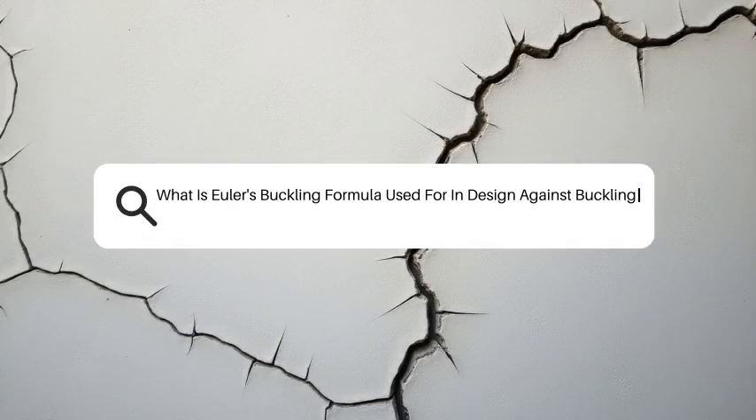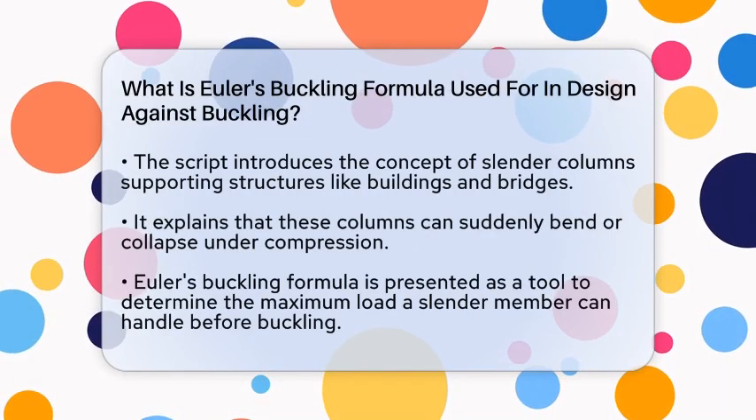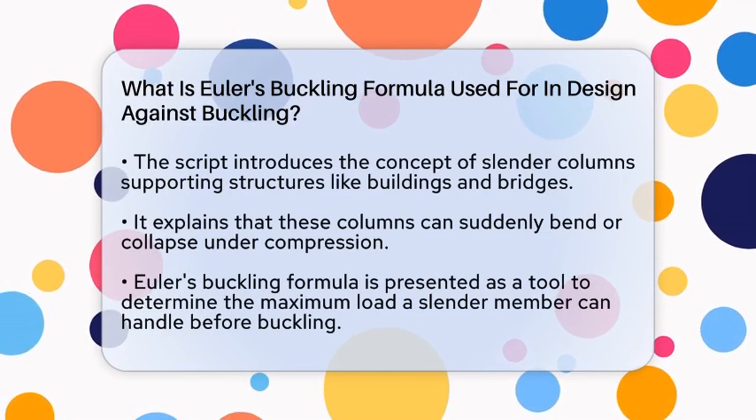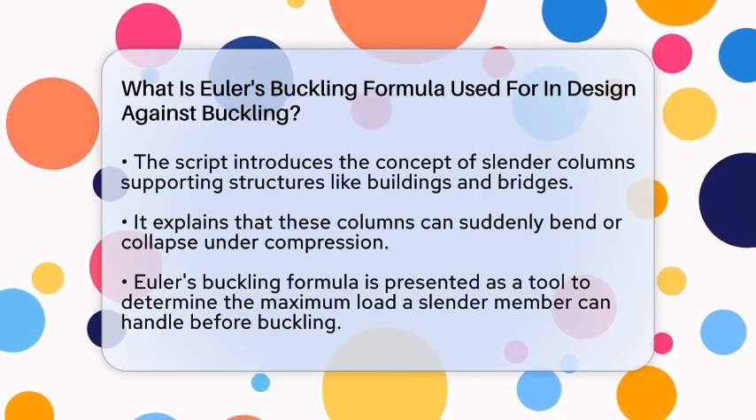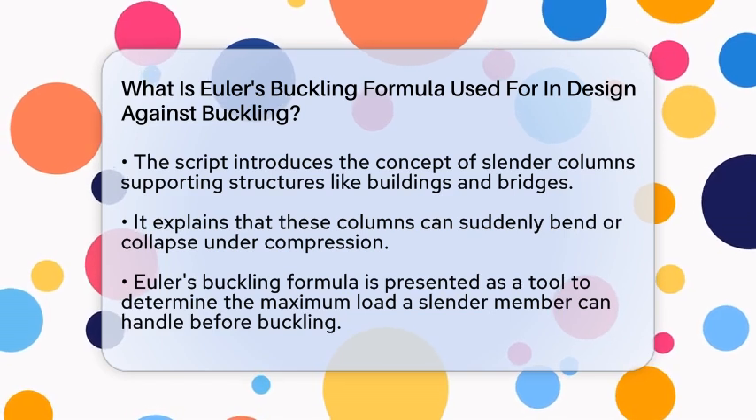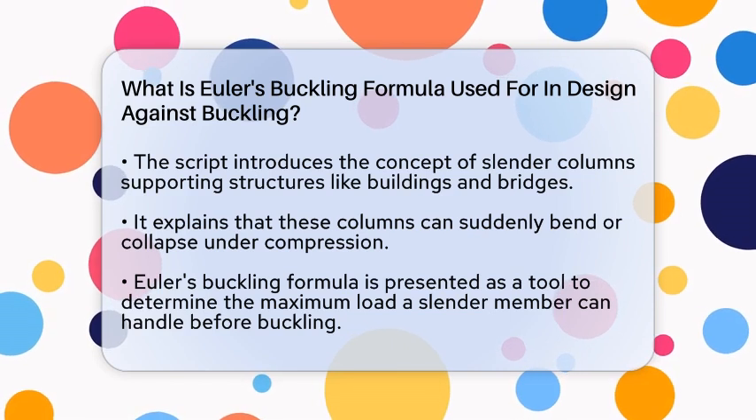What is Euler's buckling formula, used for in design against buckling? Imagine a tall, slender column supporting a building or a bridge. It looks simple, but underneath, complex forces are at play. When a long, thin member like that is compressed, it might suddenly bend or collapse without warning.